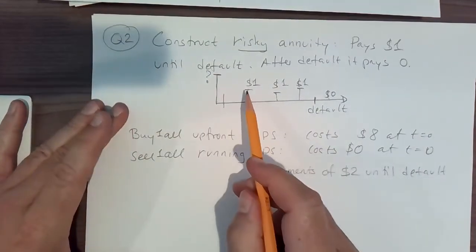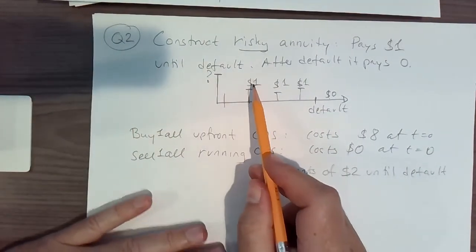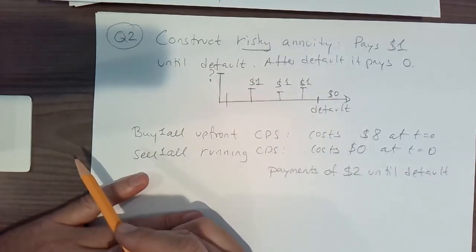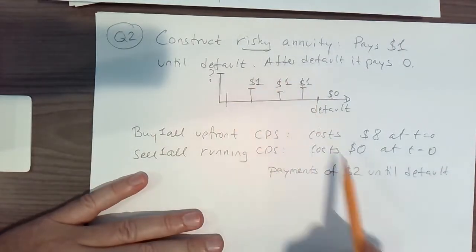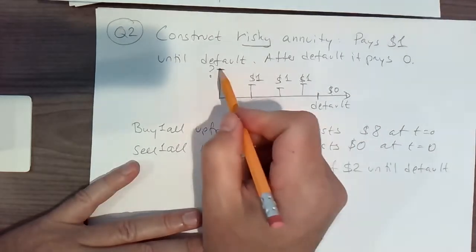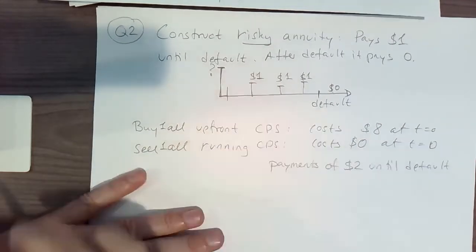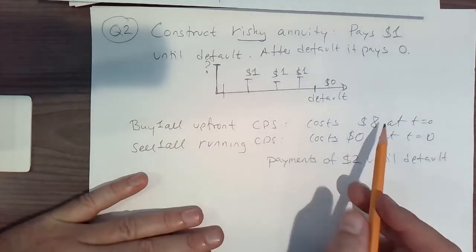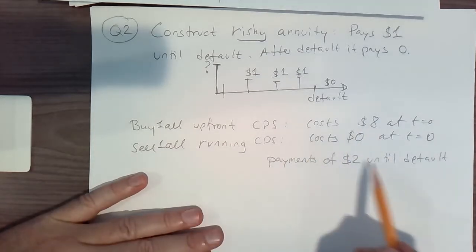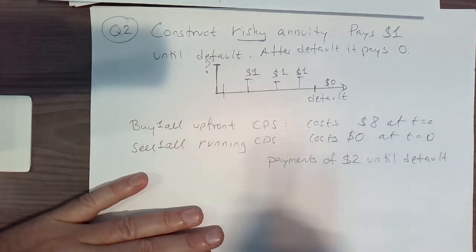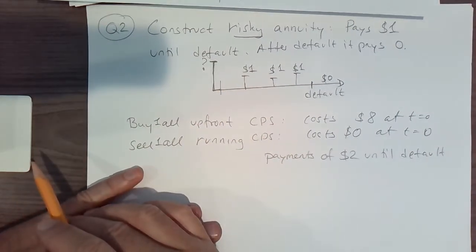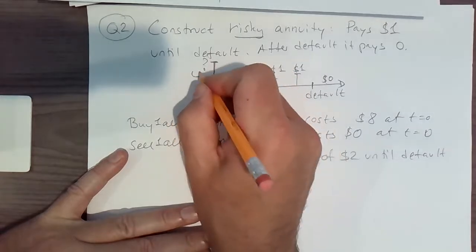And if I want to get the correct payment, then I should only have one here instead of the two. So how do I correct it? What do I put up here in the first leg? $8 will create a string of twos. I just want a string of ones. So what should the upfront payment be? $4.